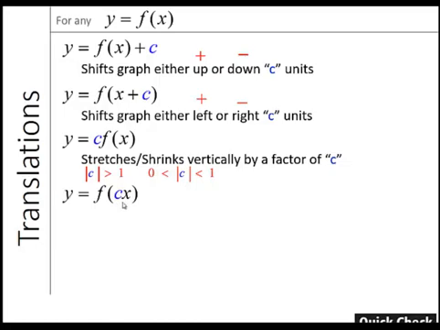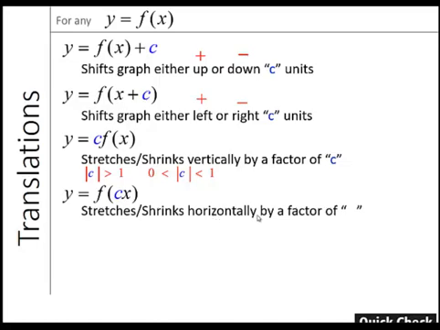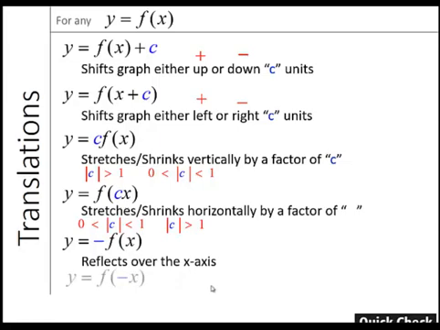If the number's on the inside, what that's going to do is stretch or shrink it horizontally by a factor of c, and we see that a lot with the trig functions. If it's a fraction, it's going to stretch, and if it's bigger than 1, then it's going to shrink. If the negative's on the front, then that's going to reflect over the x-axis. We'll talk about that in a second. And if it's on the inside, it's going to reflect over the y-axis.